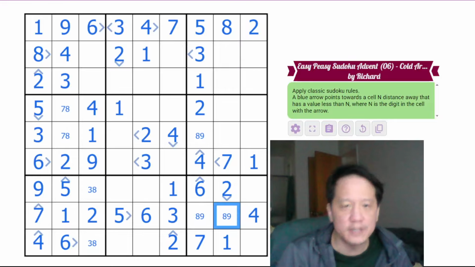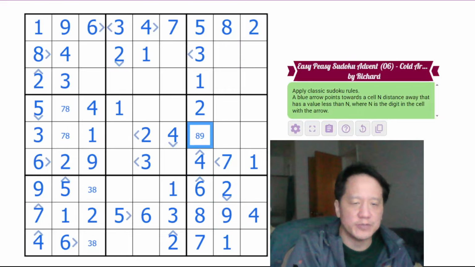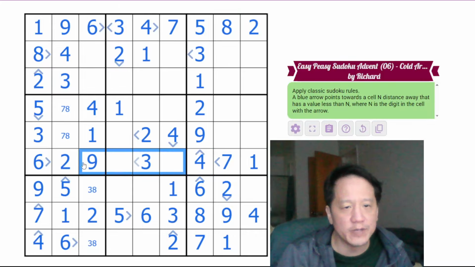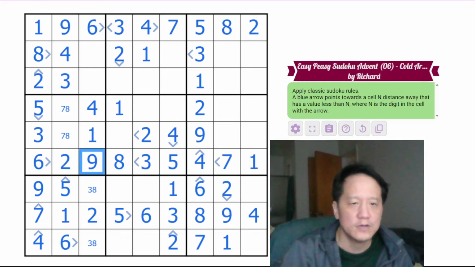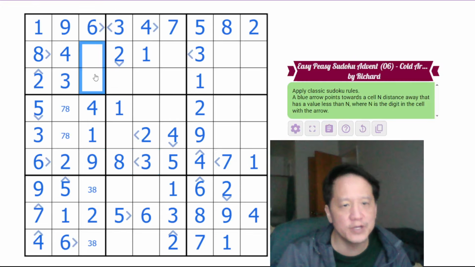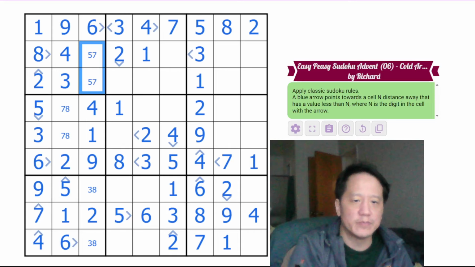8 eliminates 8 here, so this is 9 and 8, which eliminates 8 here, so it's 9. We have 5 and 8 remaining in row 6, so this can't be 5 because of 5 in the column, so this is 8, which makes this 5. Remaining digits in column 3 are 5 and 7, so it's 5, 7 as a pair.